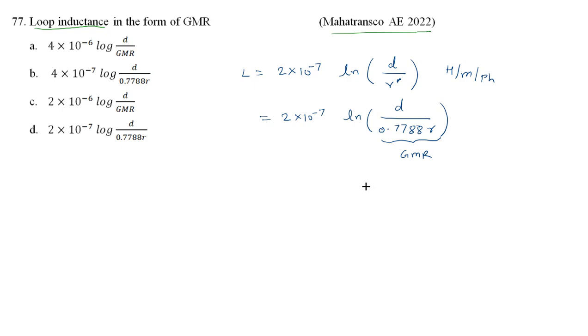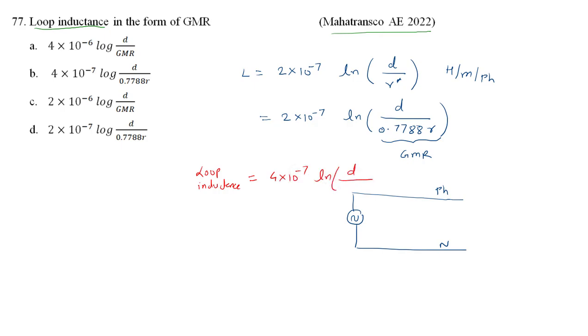What is asked? Loop inductance. Now we know that if there is a single phase system like this, one conductor will be phase and the other will be neutral. So it will form a loop and both are identical. Therefore the loop inductance will be double that of the single conductor. So loop inductance will be equal to 4 into 10 raised to minus 7 ln D by R dash, that is D by 0.7788 R. So the correct answer will be option B. So this is for a single conductor and this is for a loop inductance.